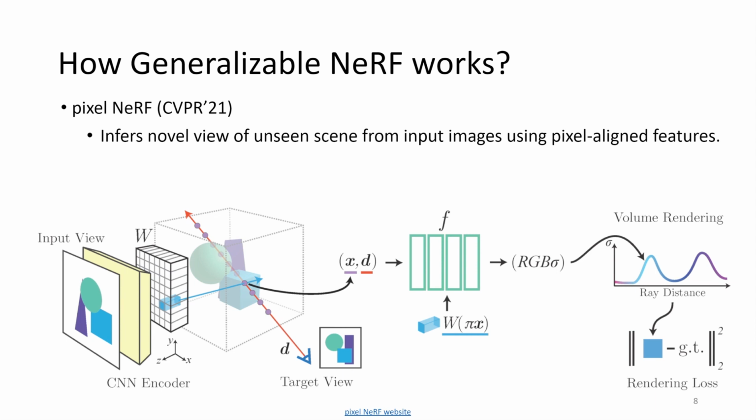PixelNeRF, in 2021, introduced a method that leverages multi-view images of various scenes to train a model capable of generalizing to new unseen scenes. The core innovation of PixelNeRF is that it infers a novel view of an unseen scene by conditioning the NeRF on pixel-aligned image features. Instead of starting from scratch for each new scene, PixelNeRF utilizes a CNN to extract features from input images. These features are then used to inform the radiance field which scene you are representing, allowing the generalizability.